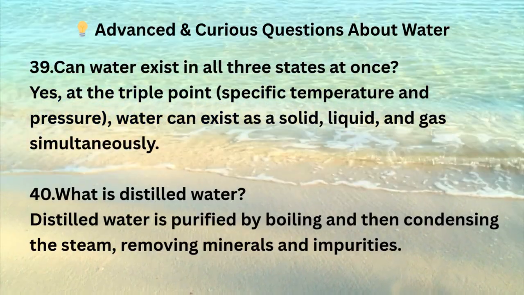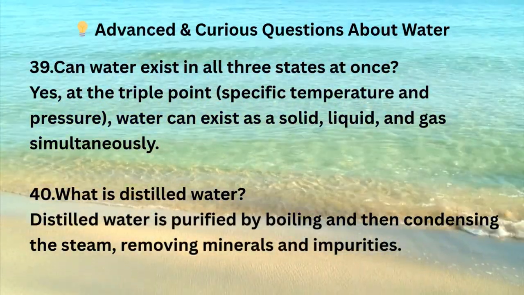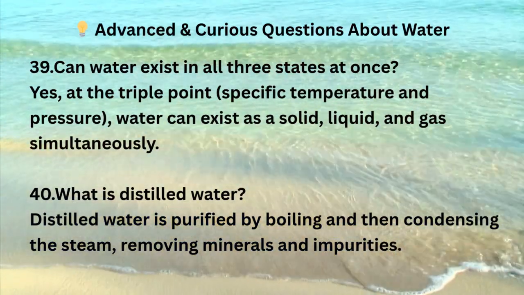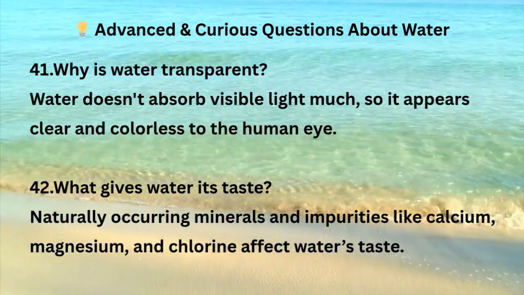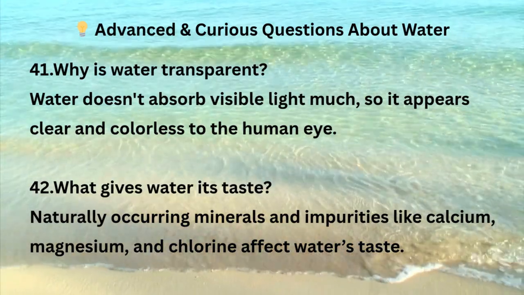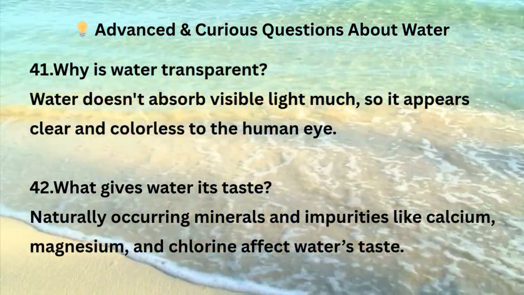40. What is distilled water? Distilled water is purified by boiling and then condensing the steam, removing minerals and impurities. 41. Why is water transparent? Water doesn't absorb visible light much, so it appears clear and colorless to the human eye.